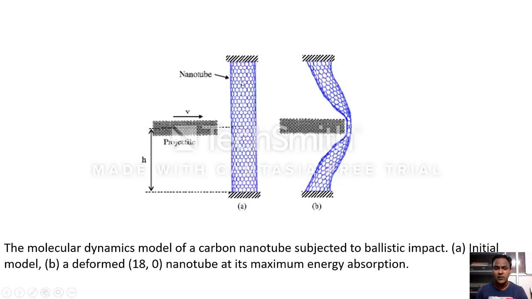If you observe this diagram, this is the normal carbon nanotube. When it is hit with the projectile, it undergoes a deformation. The fiber undergoes a deformation here.